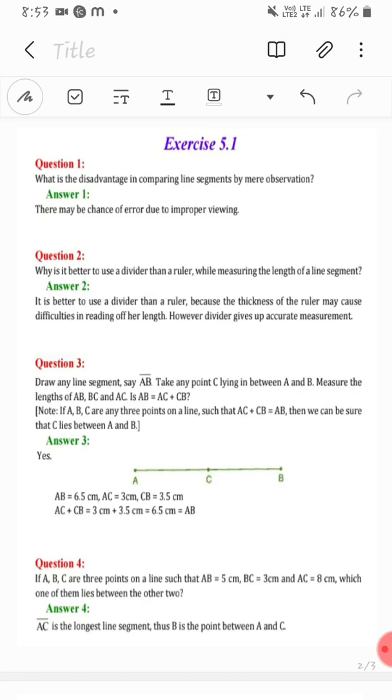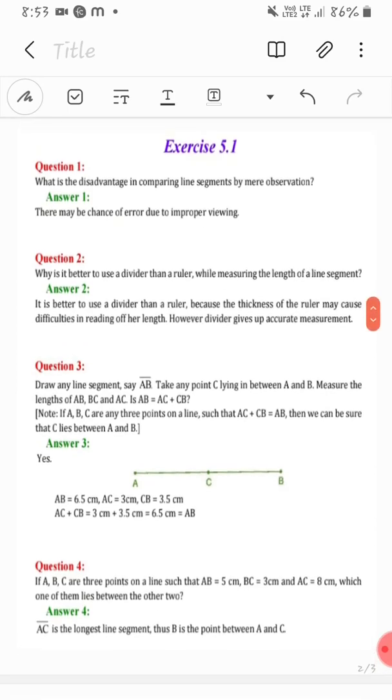Now question number 2. Why is it better to use a divider than a ruler while measuring the length of a line segment? It is better to use a divider than a ruler because the thickness of the ruler may cause difficulties in reading the length. Some rulers are thick, some are thin. That is why a divider will give an accurate measurement. For this purpose, it is better to use a divider than a ruler. Okay, now let's move to question number 3.